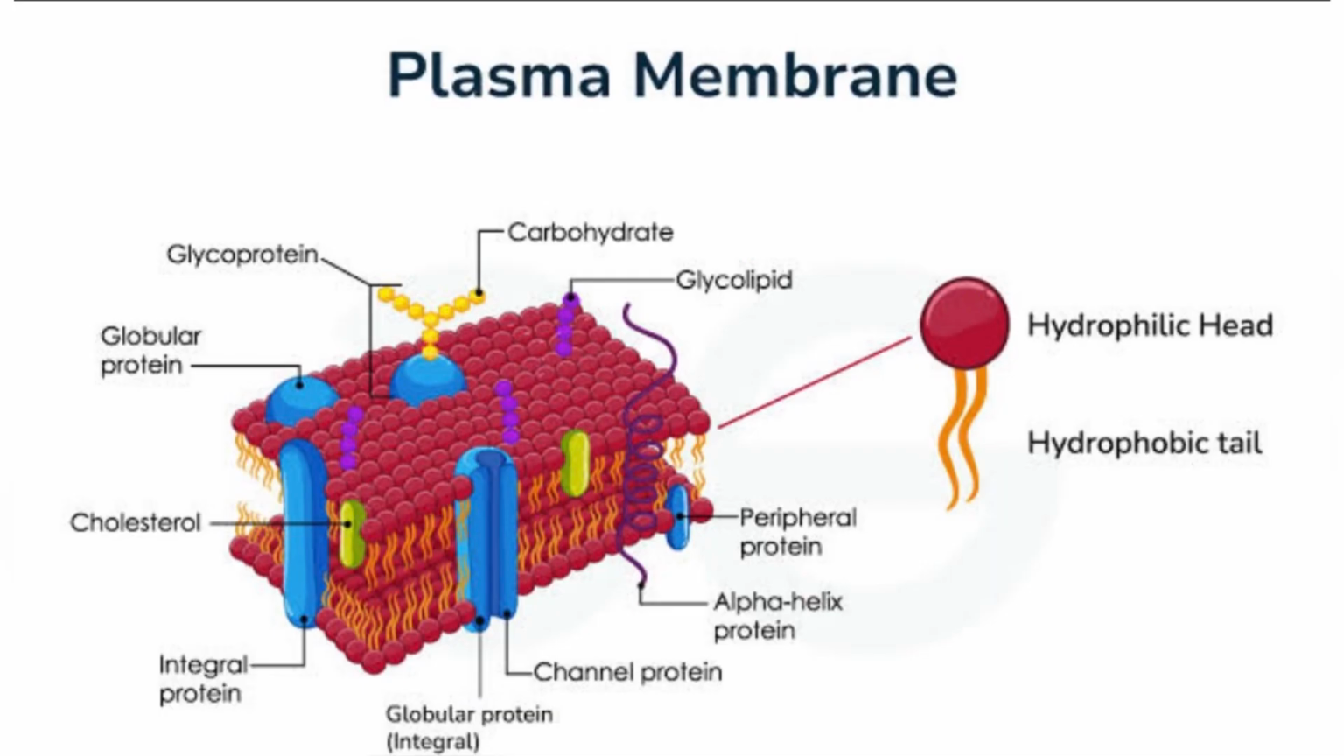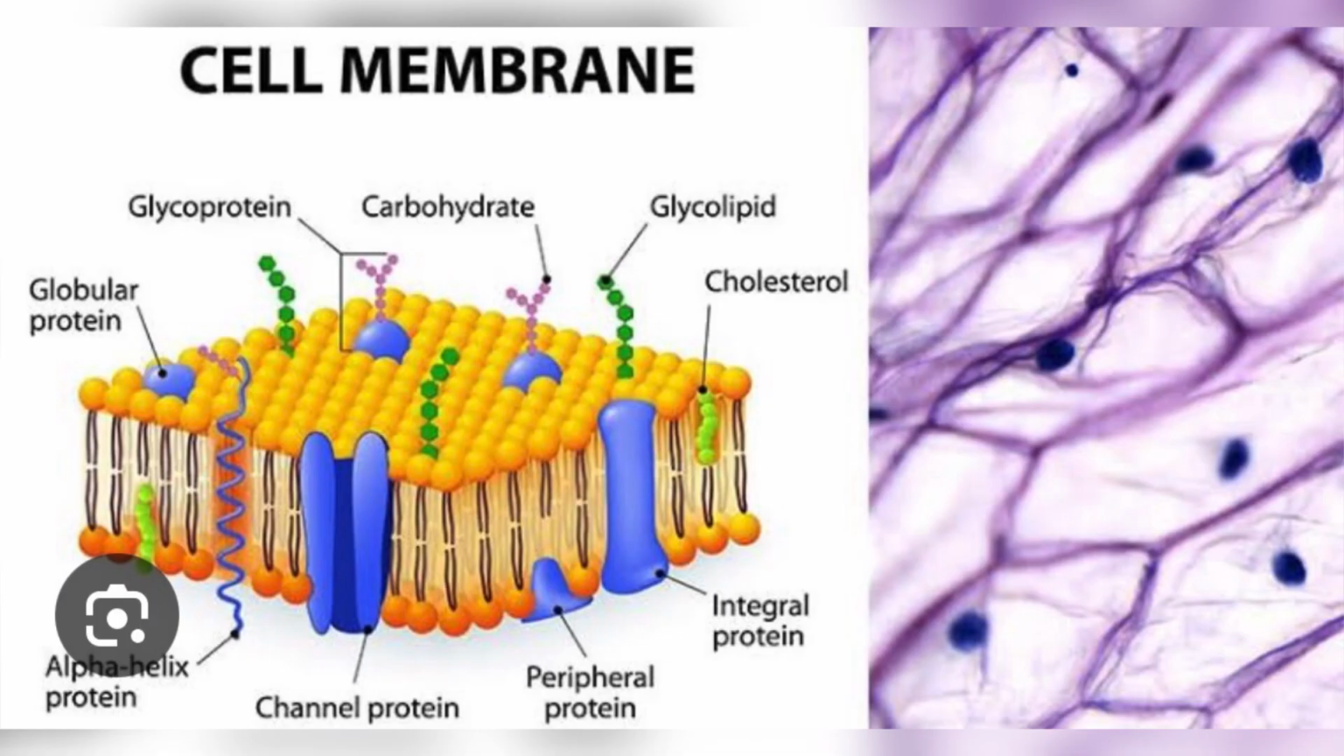So what is the plasma membrane? Plasma membrane is the outermost covering of the cell in the animal cell, but in the plant cell there is one more membrane, that is the cell wall. But behind the cell wall there is also a plasma membrane. That means plasma membrane is present in both plant and animal cells. So this is the outermost covering.